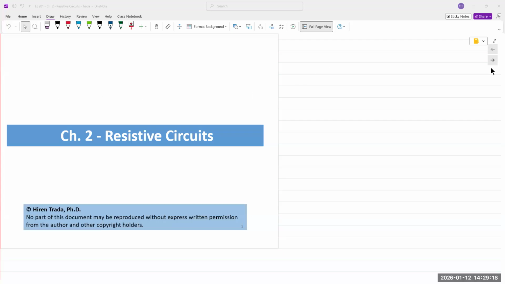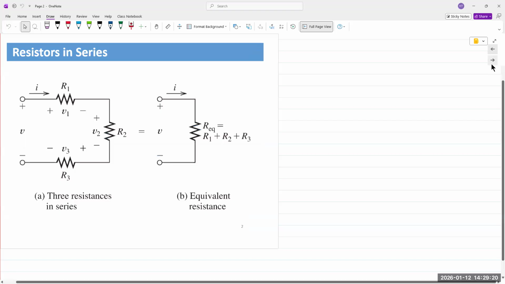First up is resistors in series, and then next up would be resistors in parallel. This entire chapter is devoted to resistive circuit analysis. We're going to learn how to analyze circuits that are built with resistors. If you have resistors connected in series or in parallel, mathematically, we can reduce these connections down to one single equivalent resistance.